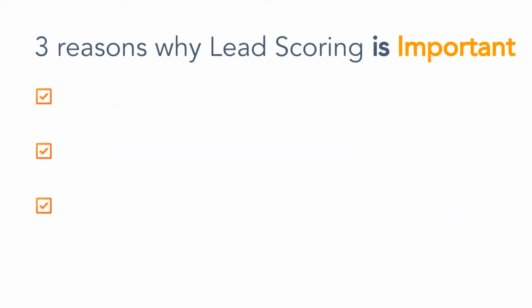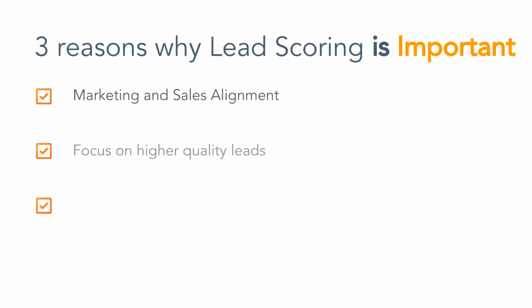3 reasons why lead scoring is important. Marketing and sales alignment. Sales are getting good quality leads over from marketing. Very important. Focus on those higher quality leads. As I mentioned, you only want to be sending those high quality leads over to sales and be able to identify those. And efficiency gains. So lead scoring is an automated system. So once you've got it set up and it's working for you, it'll be firing in the background, as leads convert, as they do different activities on your website.